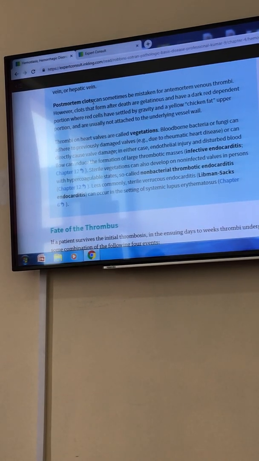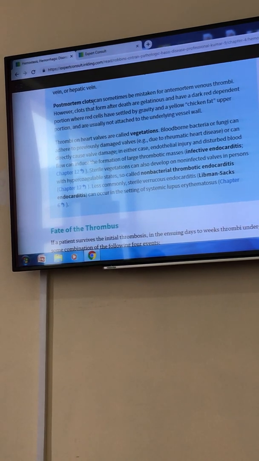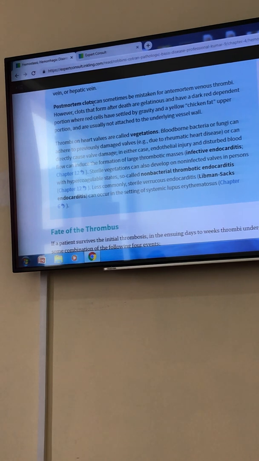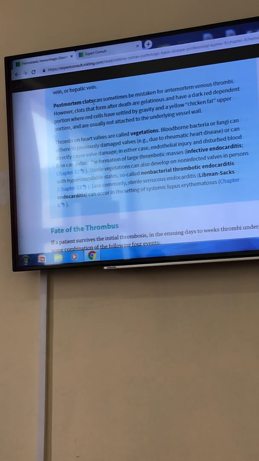Law medicine. Medical law. Forensic is forensic medicine.